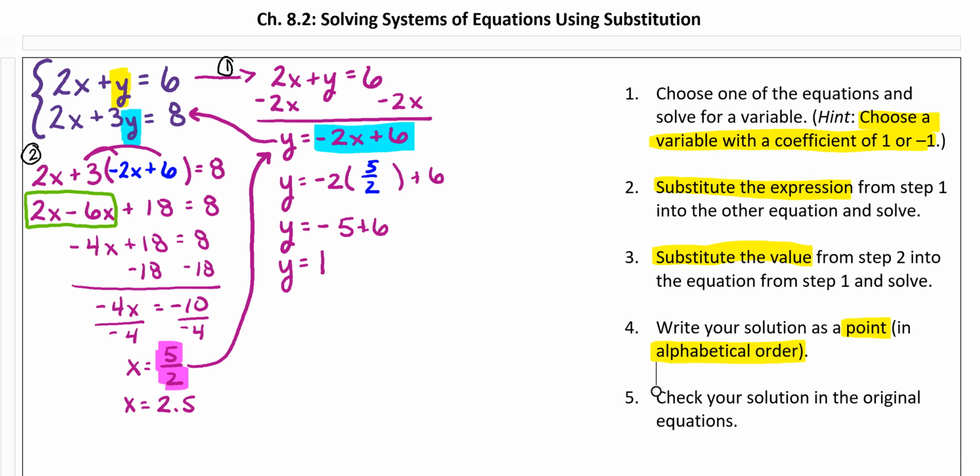So this point would be 5/2, comma, 1. You must put parentheses around it. It is a point. Okay, and that would be our solution. Now, our final step says that we must check our solution in the original equations.